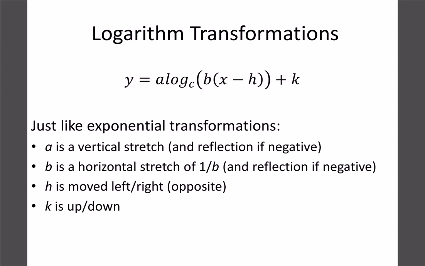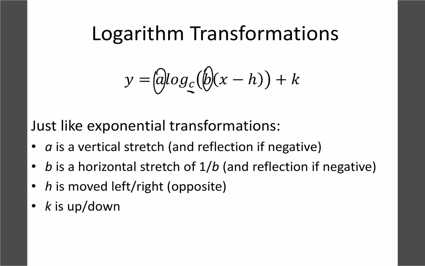So here's our generic formula. We have an a value in front. Just like before, that will be our vertical stretch, and if it was a negative, that would be a vertical reflection. The c is just telling us what kind of graph it is, log base 2, log base 3, whatever. So the c doesn't mean anything.